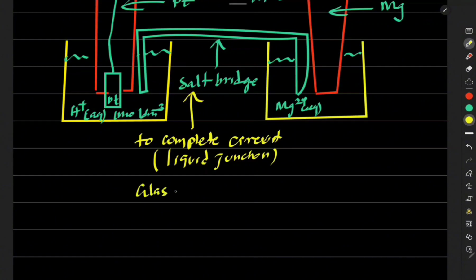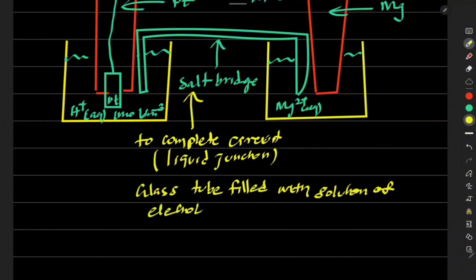Let's write it down. Glass tube filled with a solution of an electrolyte, such as potassium nitrate.